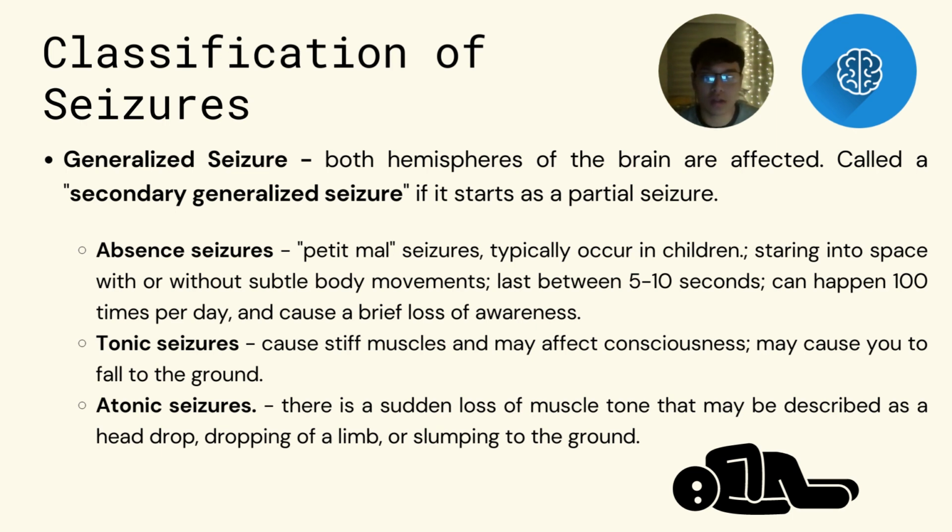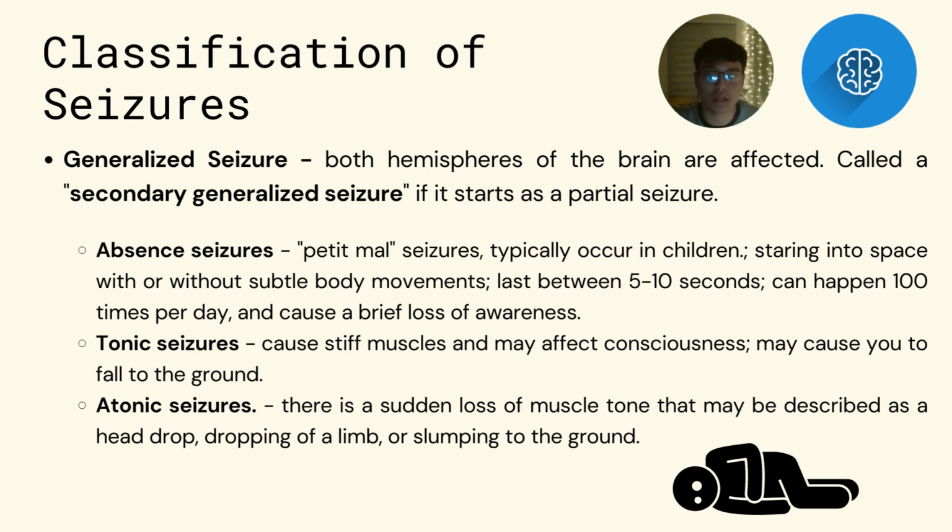And these seizures can happen in clusters as often as 100 times per day and cause a brief loss of awareness. Next, we have tonic seizures. They cause muscle stiffening and may affect consciousness. These seizures usually affect the muscles in the back, arms, and legs and may cause someone to fall to the ground.